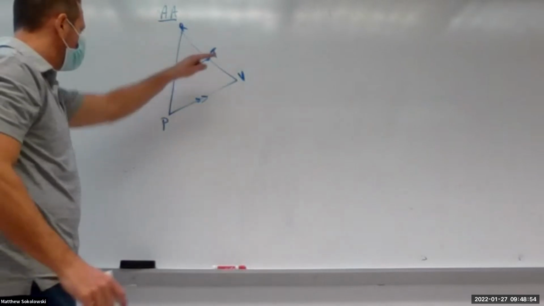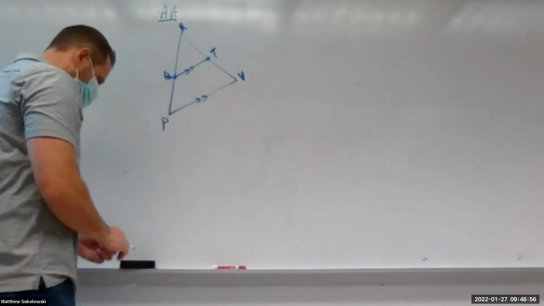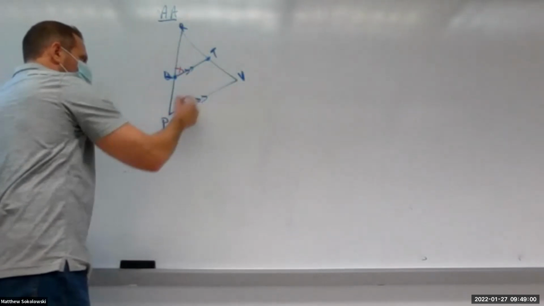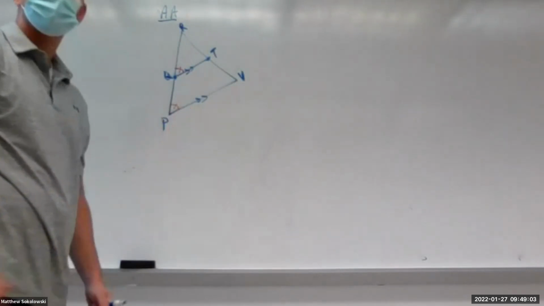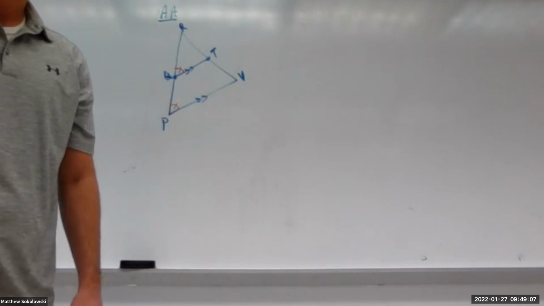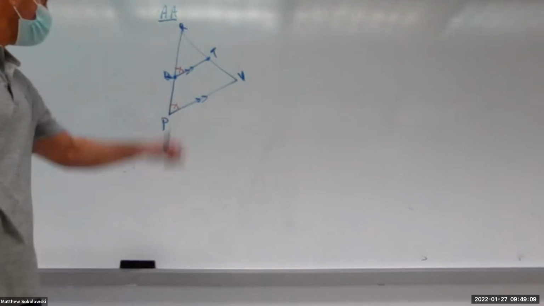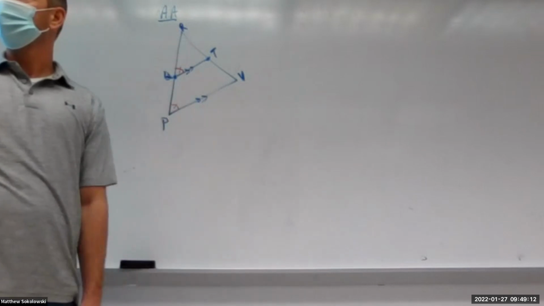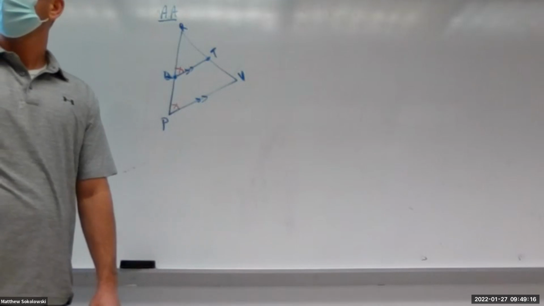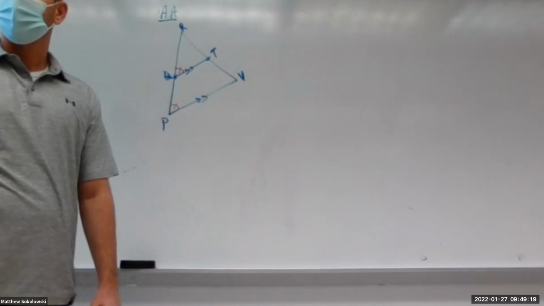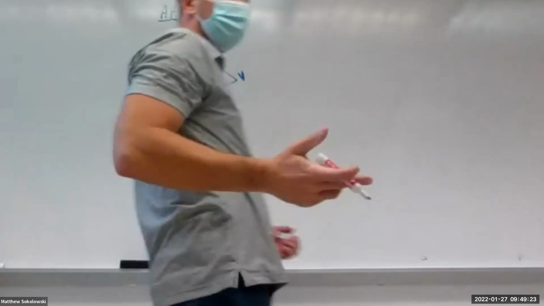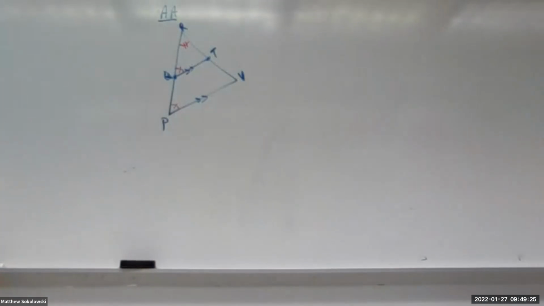Angles RQT and RPV are congruent because they're corresponding angles, right? Parallel lines, corresponding angles congruent. Okay. What else? Aaron? Yeah, they both share angle R. That's it. I mean, that's all we need to know. We have more, but that's angle.